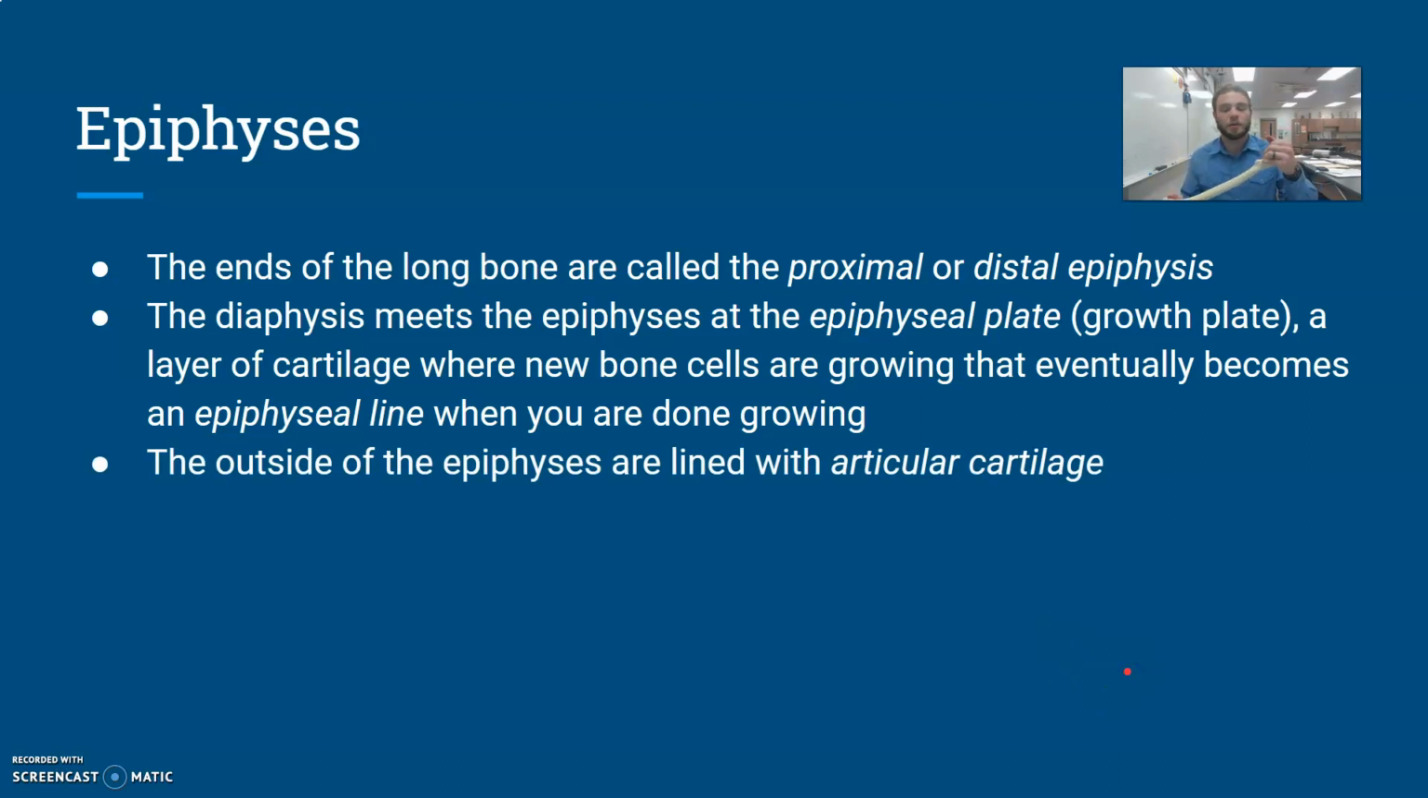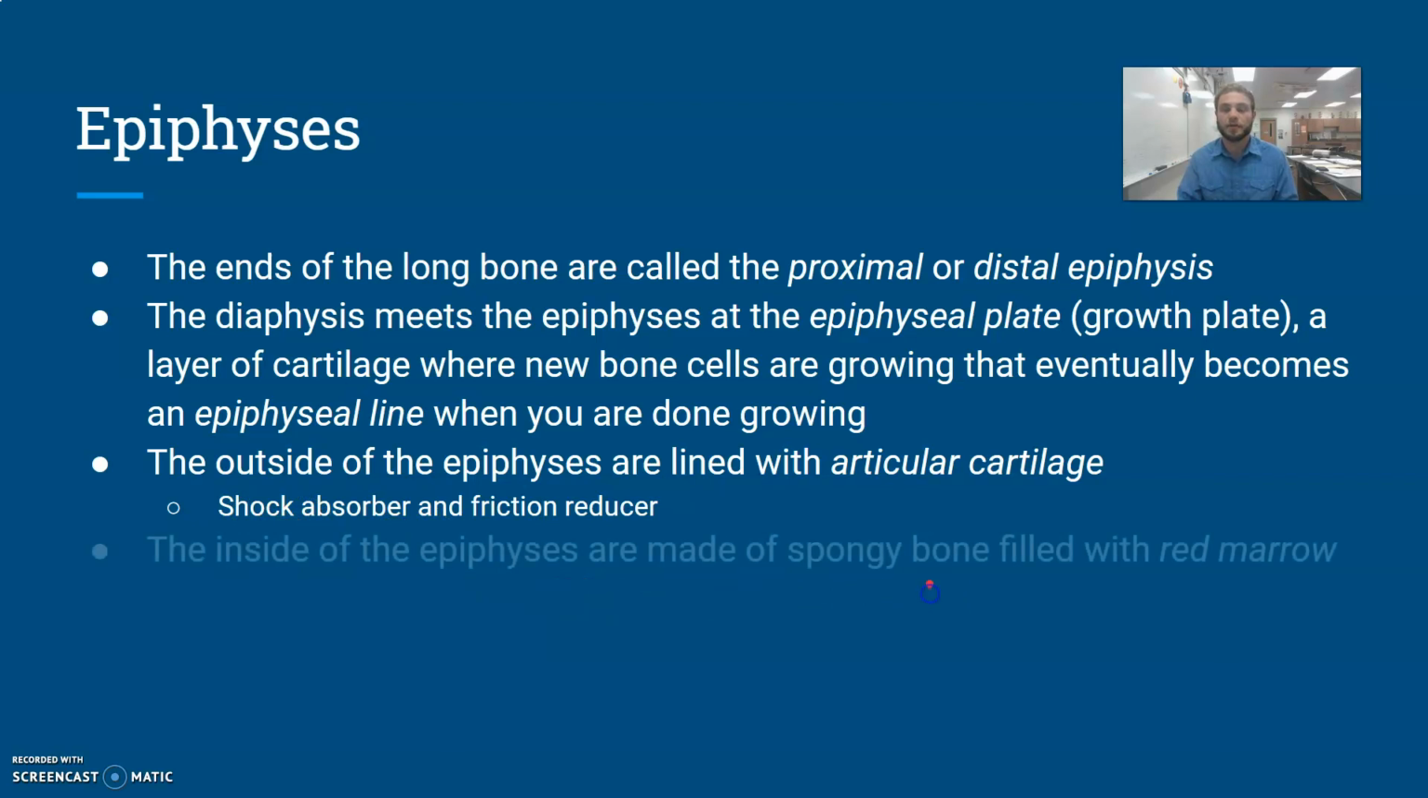The outside of your epiphyses, the ends of your long bones, are going to be covered with articular cartilage. Most of your long bones are going to be used for some sort of movement, so it's important to have that articular cartilage to reduce friction, stress, and impact on those joints and on those bones. Articular just means to touch or to move against. So, like I said, they are a shock absorber and a friction reducer.